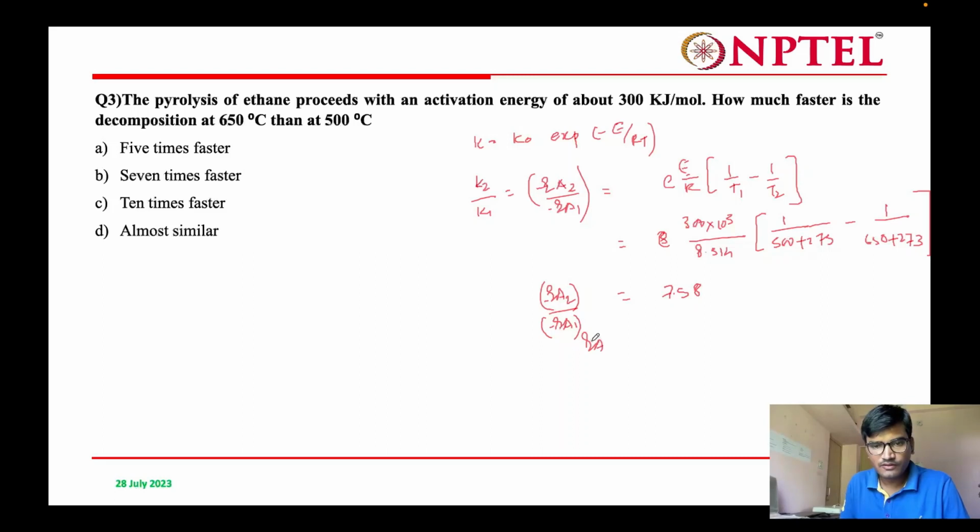The rate ratio equals 7.58. So, about 7 times faster compared to 500 degrees Celsius. So answer B is right.